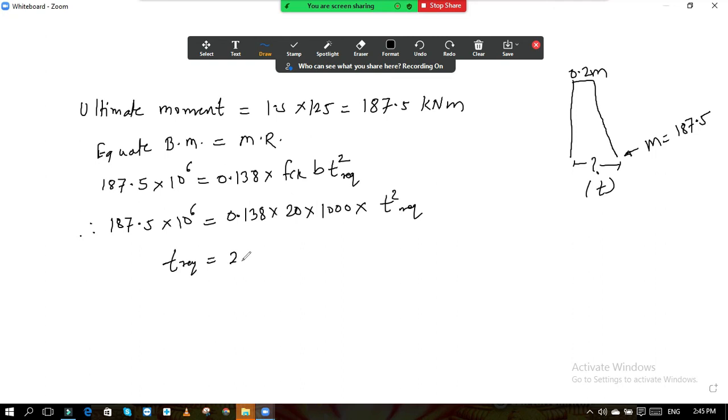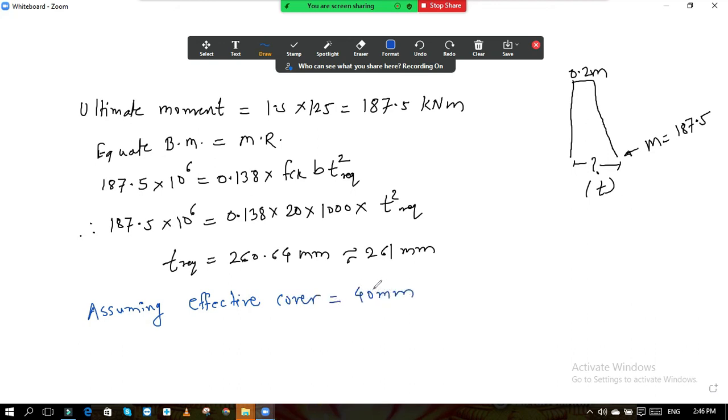So it is 260.64 mm, which we will round up to 261 mm. So the thickness is 261. Assuming effective cover is equal to 40 mm. I am directly considering the effective cover, not considering the clear cover here.